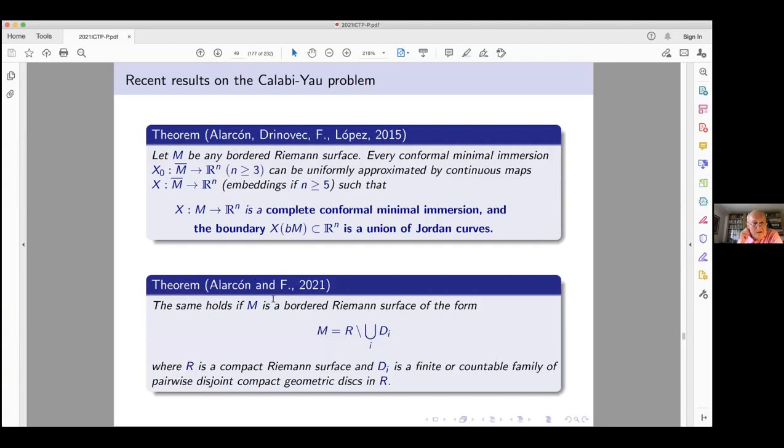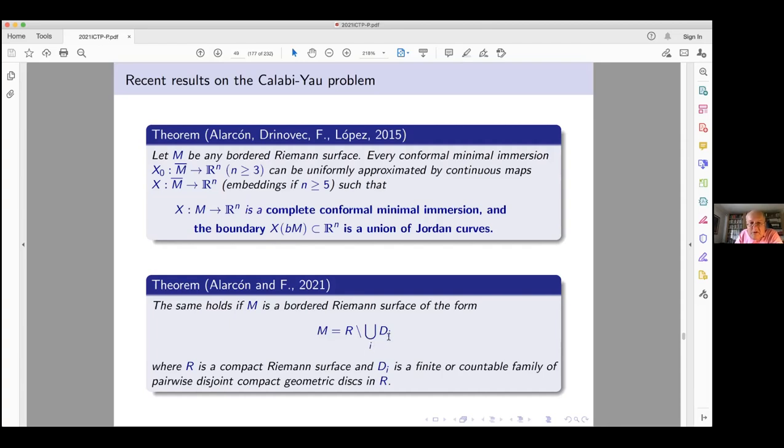A further theorem published just maybe a few weeks ago in Revista Matemática Iberoamericana is that in fact we can have also the same result with countably many ends. So you take a compact Riemann surface R, and then you remove finitely or countably many geometric disks. But this has to be a domain, an open set, but the disks can cluster on each other. So there is a Swiss cheese phenomenon and so forth. Very complicated phenomena is allowed. And still one can do this.